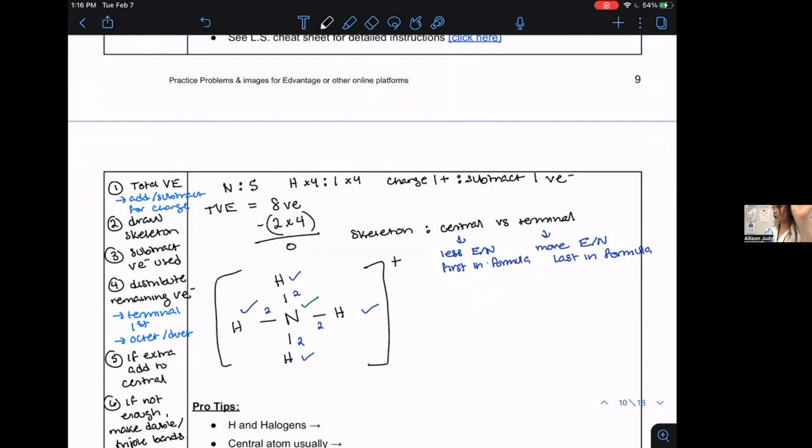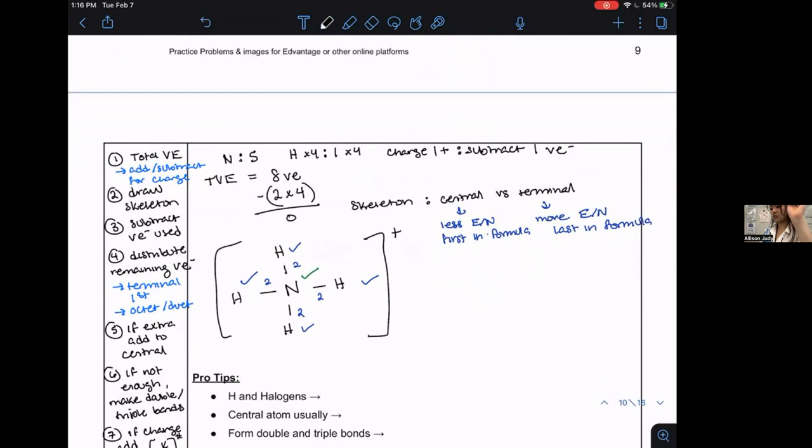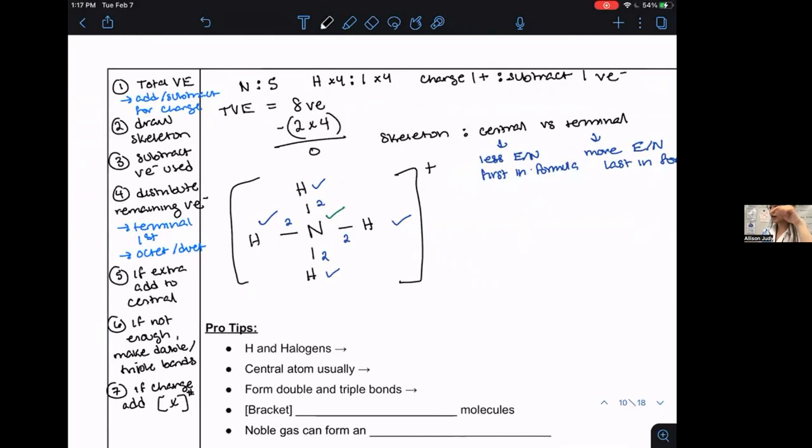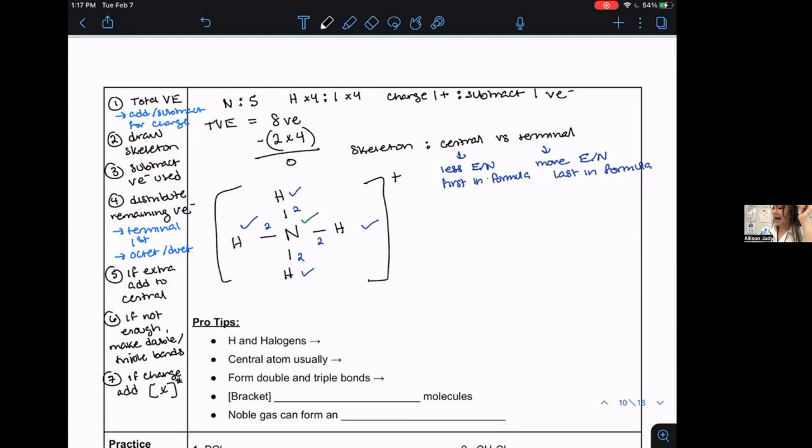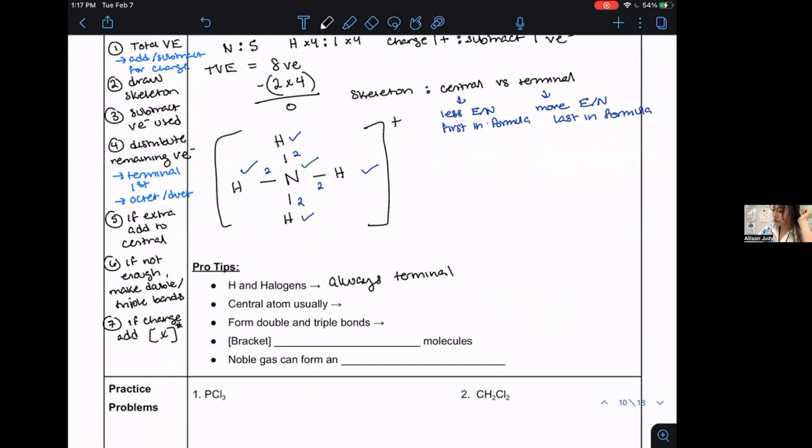But we have a ton of exceptions. We have a ton of rule breakers. So here are some pro tips to initially get you through. Honestly, I would recommend after class, you take the time to write out this step process or look at my hyperlinked cheat sheet. But pro tips: hydrogen and halogens are always terminal. They can never be central. Two, the central atom is usually the first written in the name, or the less electronegative, or carbon.